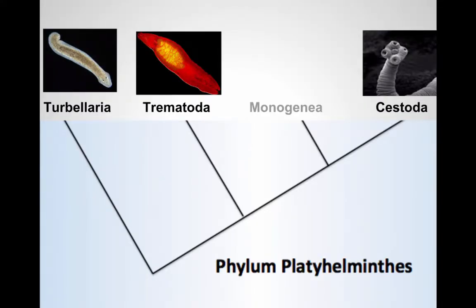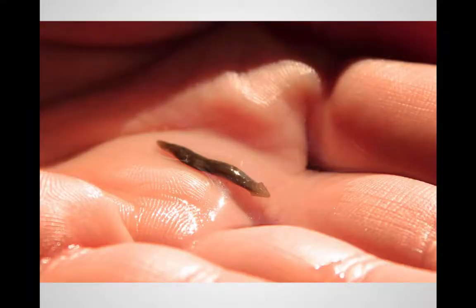In terms of the platyhelminthes, we're going to focus on the three major classes: class Turbellaria, class Trematoda, and class Cestoda. Class Turbellaria is one that you've seen when we did our leaf packs. Here's a picture of the most common type of Turbellarian that you might encounter, the planaria.